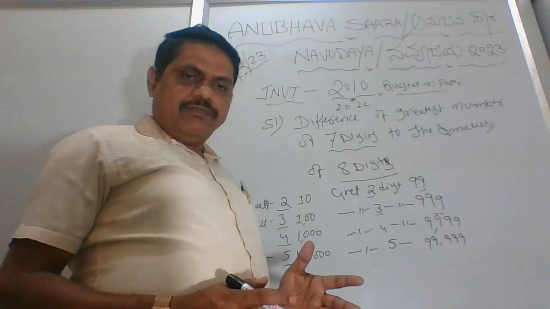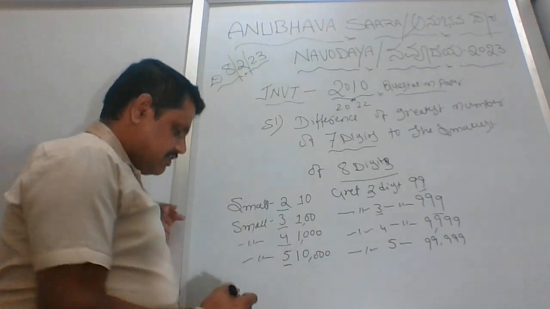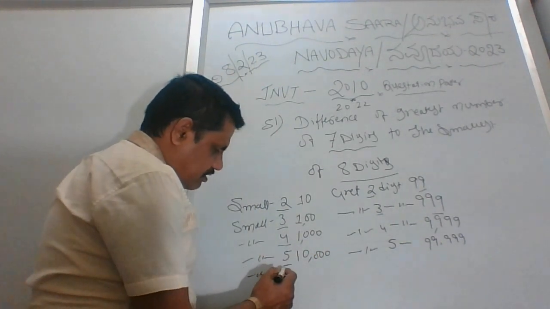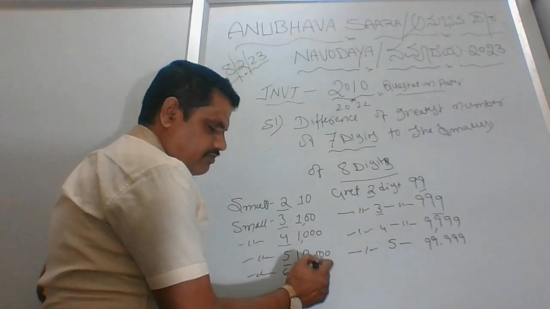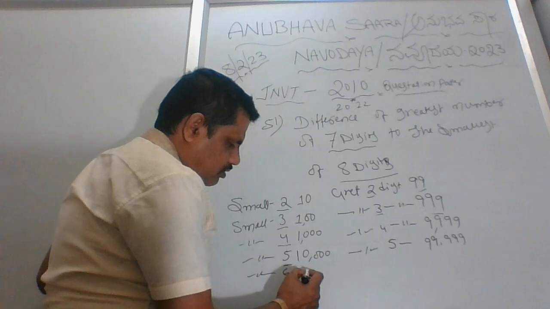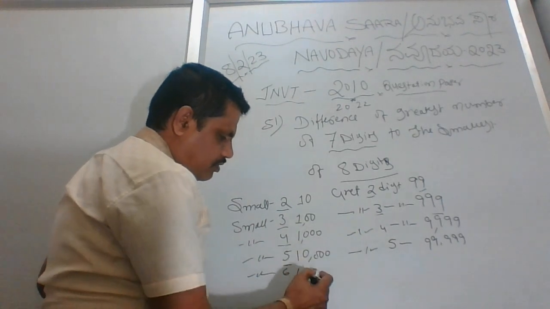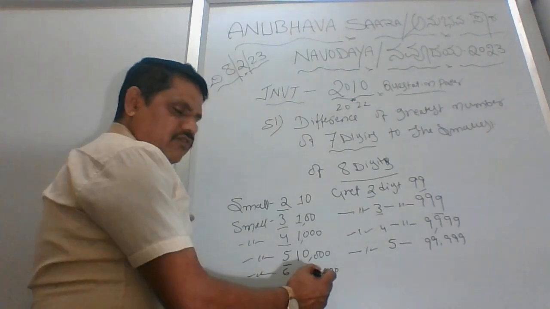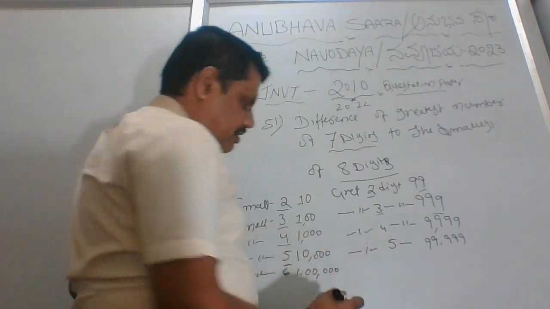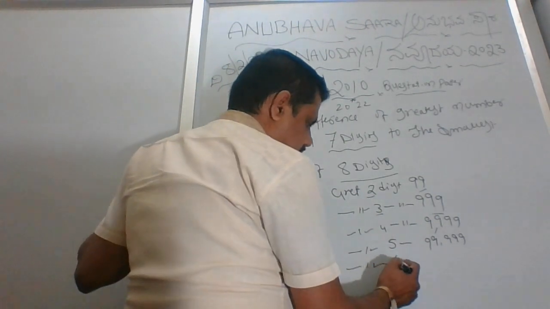Okay, fine. Let me go with the next, the sixth digit. The sixth comes after this: 10,000 is there. After 10,000, what you have to do is add one more zero. That means here 40 is there, here 50 is there, and 50 is nothing but 1 lakh. So here I will keep the rest the same.